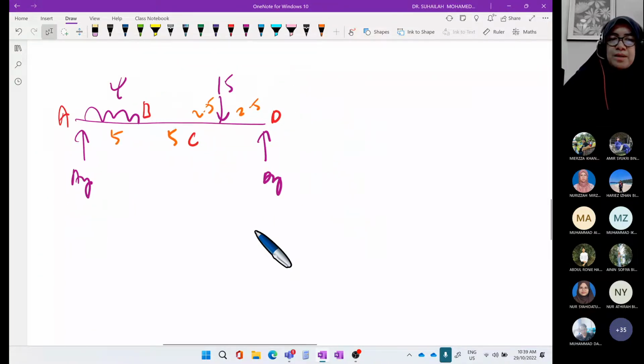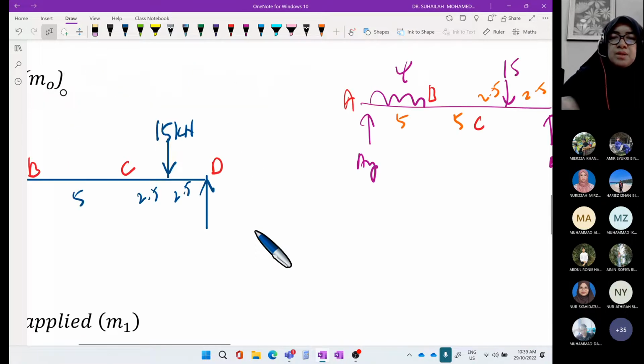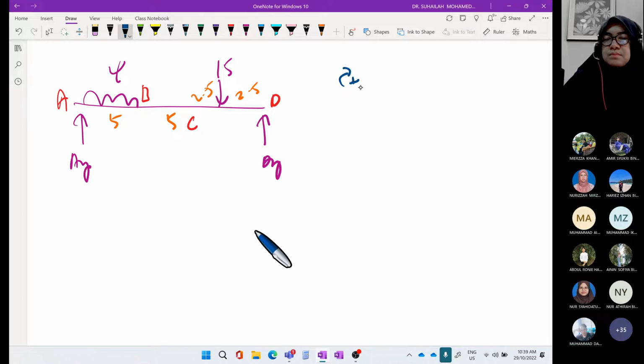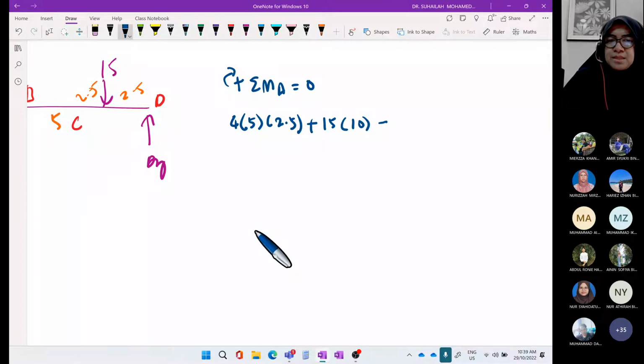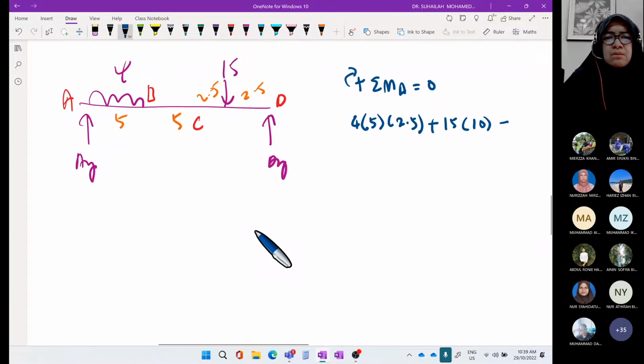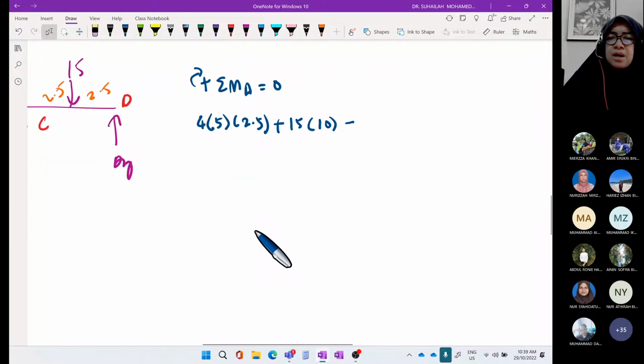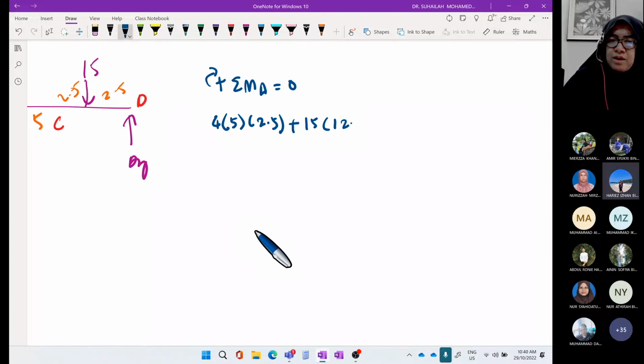Okay, so taking moment at A, it is 4 times 5 times 2.5, plus 15 times 12.5, kan? Betul, betul. 12.5. Minus 15.